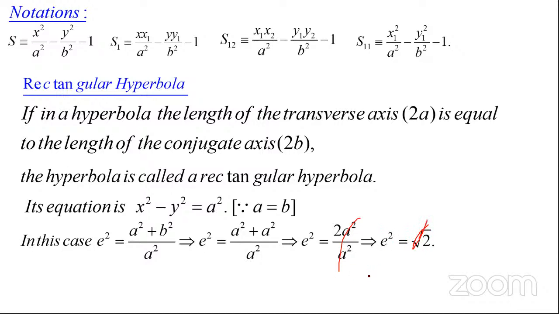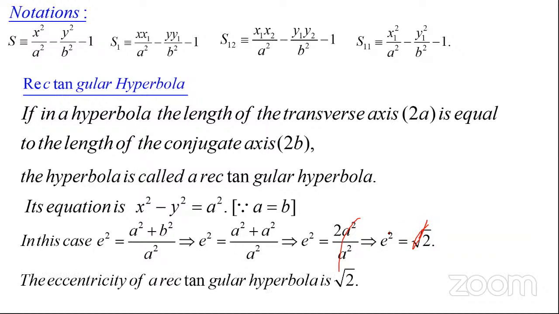So what is the e value? If e square equal to 2, then e value is nothing but root 2. The eccentricity of a rectangular hyperbola is root 2. So clearly this is an important question for IPE, and once again I'm repeating, a rectangular hyperbola is one where the length of the transverse axis is equal to the length of the conjugate axis, and its eccentricity is e equal to root 2.